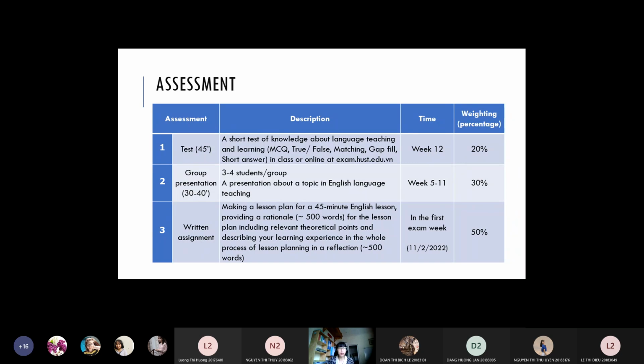For the presentation topics, I will give you a list of presentation topics to choose from next week. If 2 groups choose the same topic, then I will decide randomly who can go on with that topic and who has to change. So I'll give you a list next week. But the first presentation is in week 5.